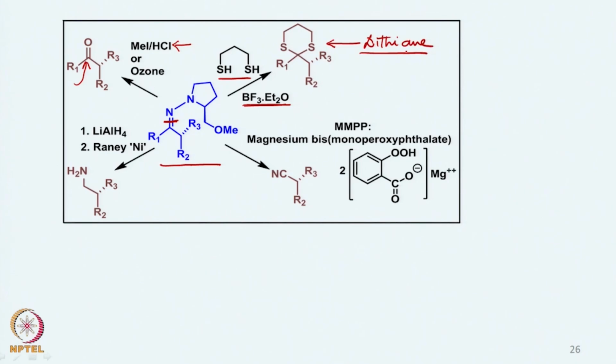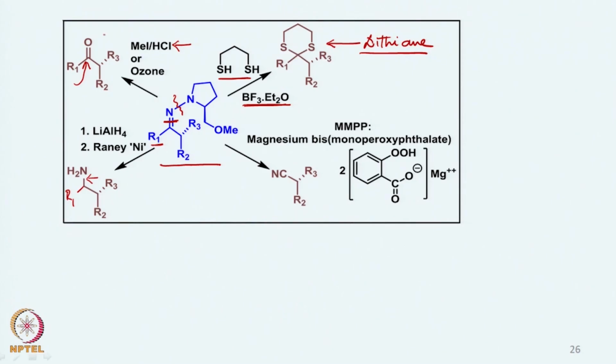Now we can also reduce the carbon nitrogen double bond first with lithium aluminum hydride to go to the corresponding amine, and then when we do the Raney nickel based reduction, of course we have a nitrogen bond cleavage, and that leads to the formation of, if R1 is H, otherwise there should be R1 here, and then of course we get to the corresponding amine. So we have this particular reduction leading to amine.